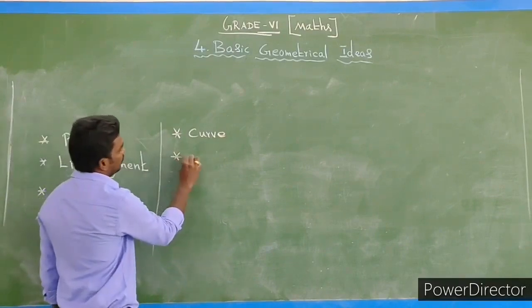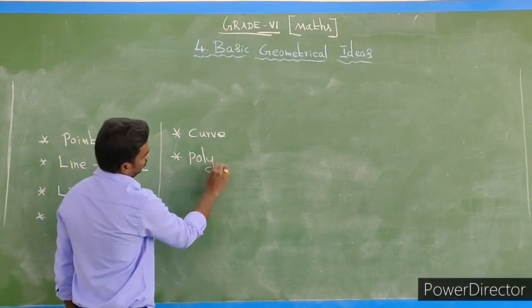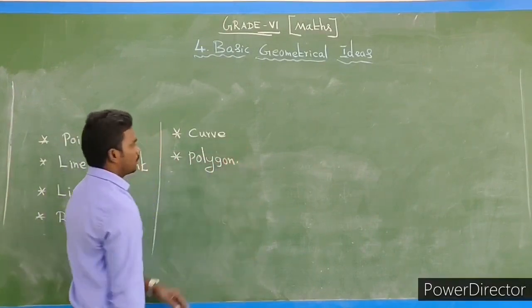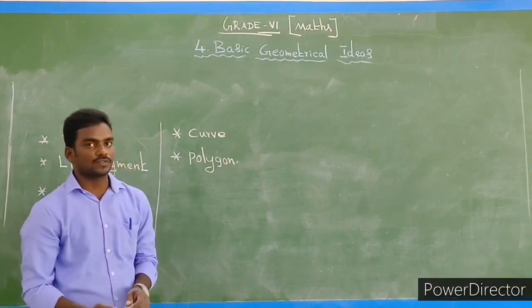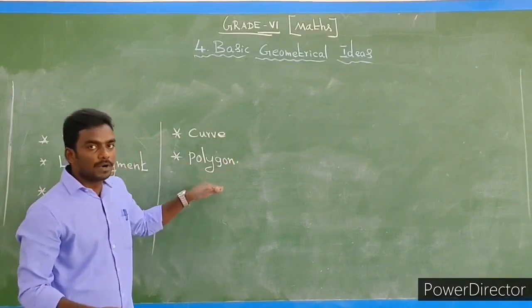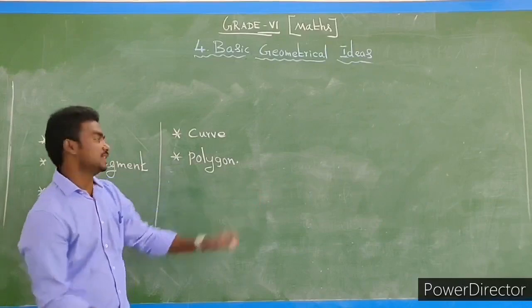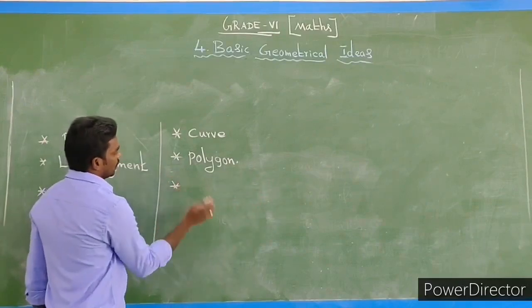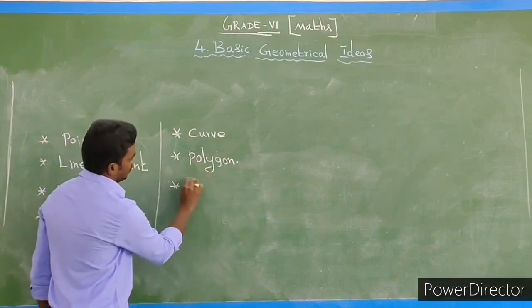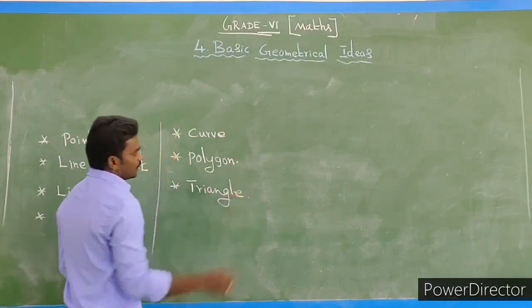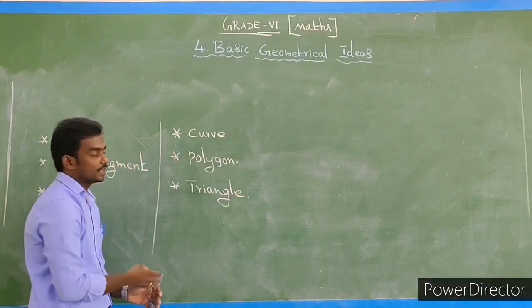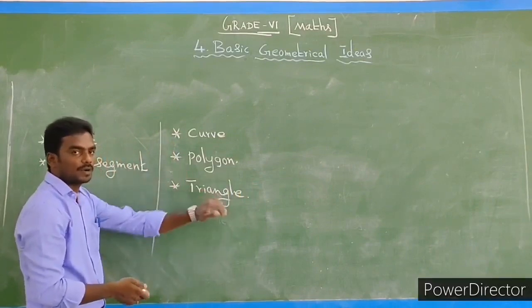Next one, what is a polygon? A polygon is a simple closed figure. You know what a simple closed figure is, right? A polygon is a simple closed figure made up of only line segments. Next one, what is a triangle? A triangle is a three-sided polygon made up of line segments.